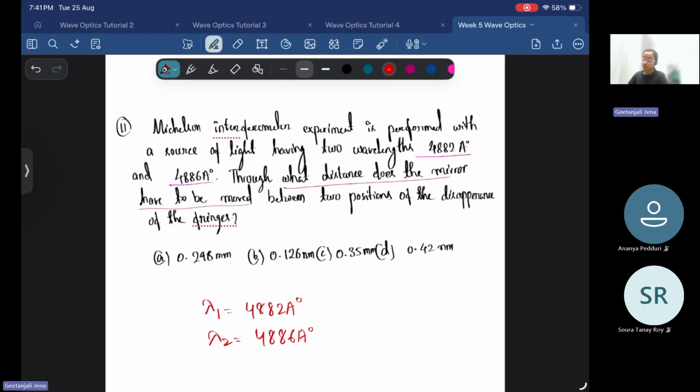So as I said before, when you have two wavelengths, what will happen during the experiment? Sometimes you will see a distinct interference pattern, and after some time you will see the interference pattern is not there. And after some time you will again see the interference pattern. So the question is asking about the distance traveled by this mirror when you are seeing this observation.